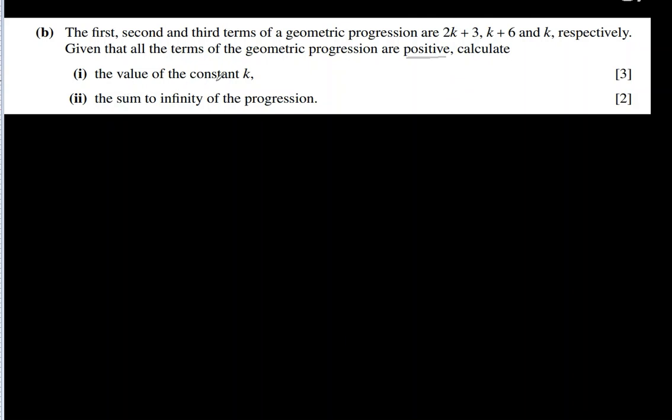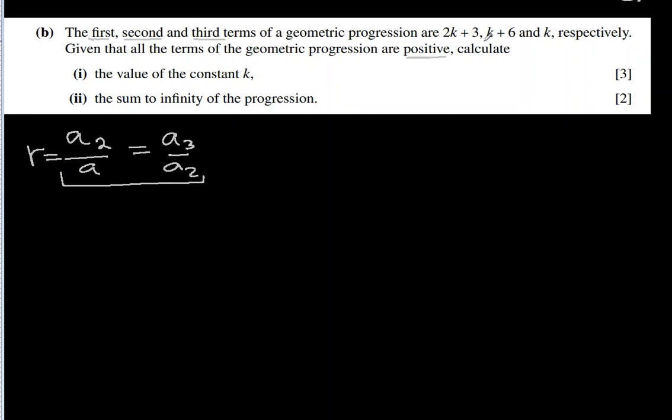Calculate the value of the constant K. Since they are first, second, and third terms, we can easily say that the second term divided by the first will be R, correct? Common ratio. Same will be A3 divided by A2 will also be R, and this is what will give us our equation.